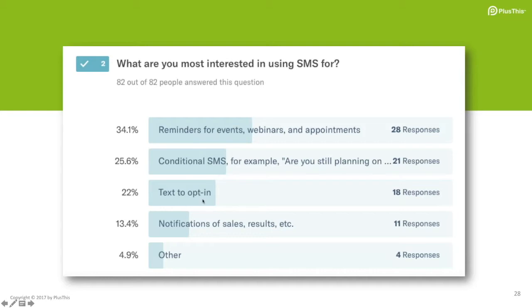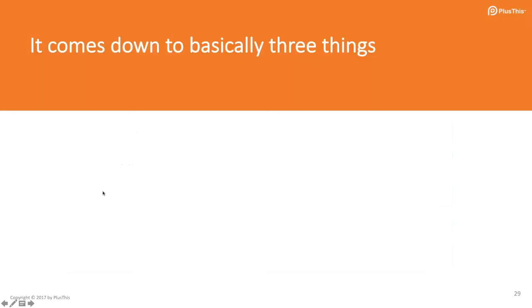And then the next one was text to opt-in. So that makes a lot of sense too. Notifications for sales results, those are also something I've seen people use. So that was also brought up. And then we had a few others, and I looked at those this morning too. There are things like marketing, there was some two-way stuff and things like that. So we'll cover some of those too.